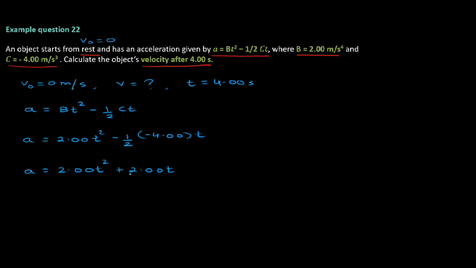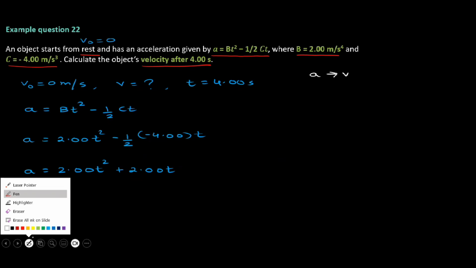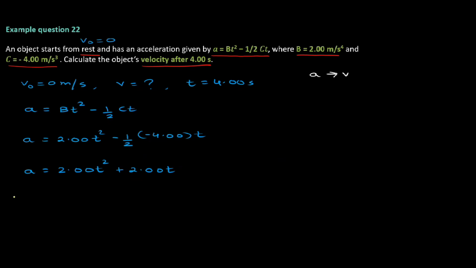4 divided by 2 will give you 2. So I have the acceleration function and I need to find velocity. When we go from acceleration to velocity, I have to integrate the acceleration function. So we will take the integration of acceleration to find v. We write v as integral a dt, which will be the integral of 2t squared plus 2 times t dt.